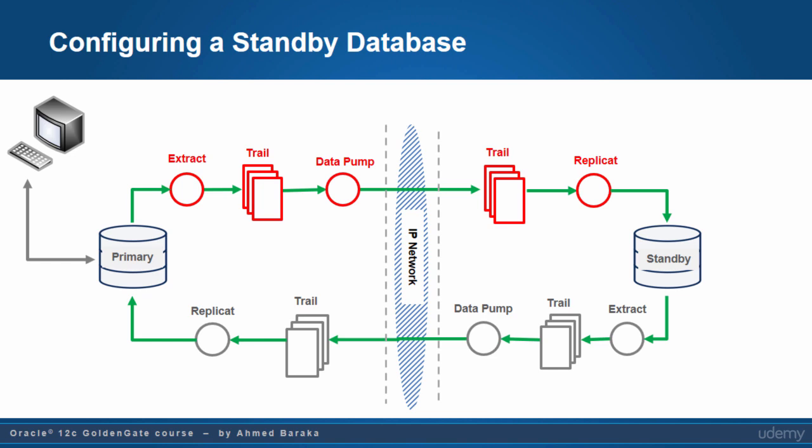With Oracle GoldenGate, you can configure a standby database. A standby database is a database that the applications can connect to in case of planned or unplanned outages on the production database. This is typically an active-passive bidirectional configuration where Oracle GoldenGate replicates data from an active primary database to a full replica database on a live standby system.